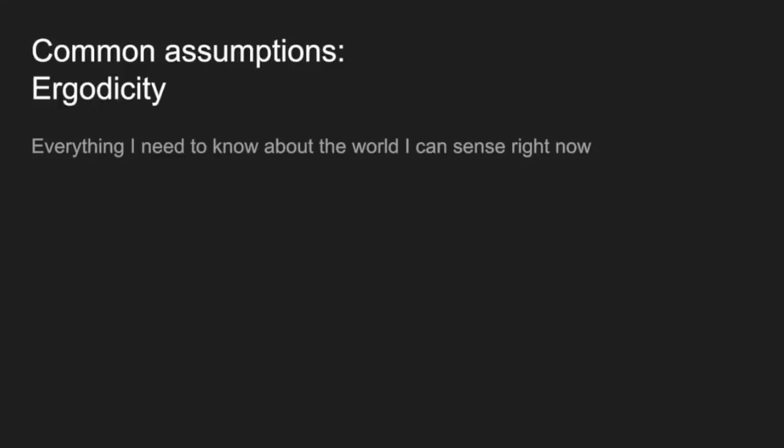Another common assumption, ergodicity: everything I need to know about how I operate, I can sense right at this moment. This is a common assumption, also known as a Markov assumption, but it's also commonly broken in physical interaction. For instance, if I can sense position, that's great, but that doesn't tell me anything about velocity. And sometimes I need to know velocity to know how to respond to something.